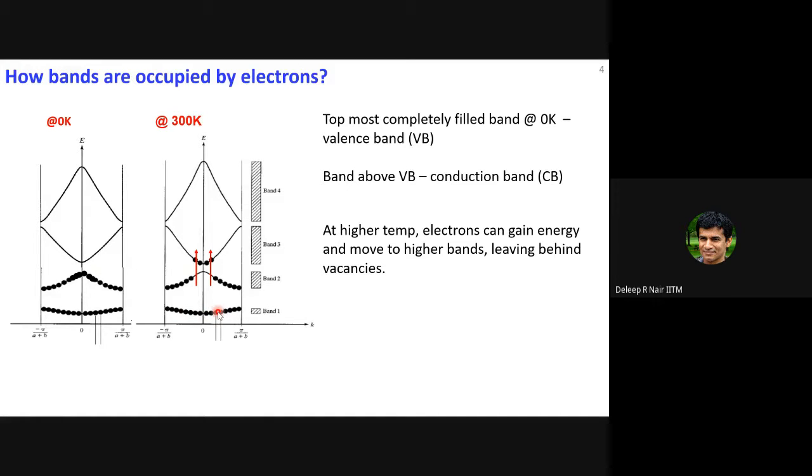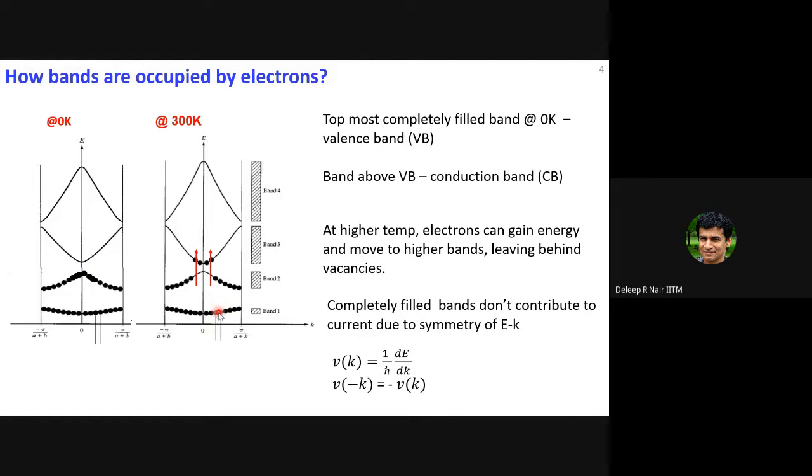The group velocity of the particle is defined by the slope of the EK diagram. So this electron may have a positive velocity, this electron may have a negative velocity. If you sum up all the velocities, the net current is zero. This is true in the case of the conduction band also, even though it's not completely filled: the electron distribution is symmetric across k at equilibrium. That is why the current due to electrons in the conduction band is also zero at room temperature.